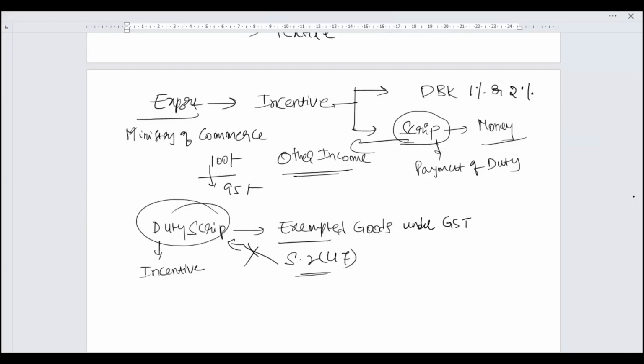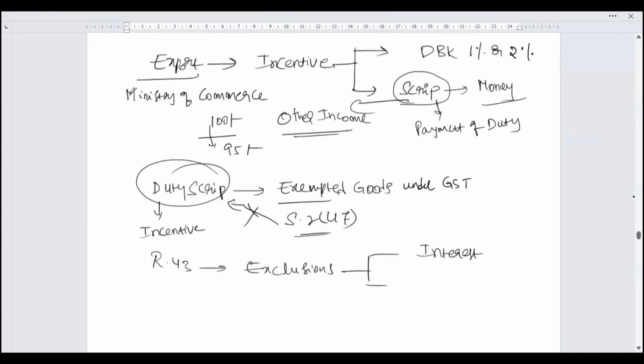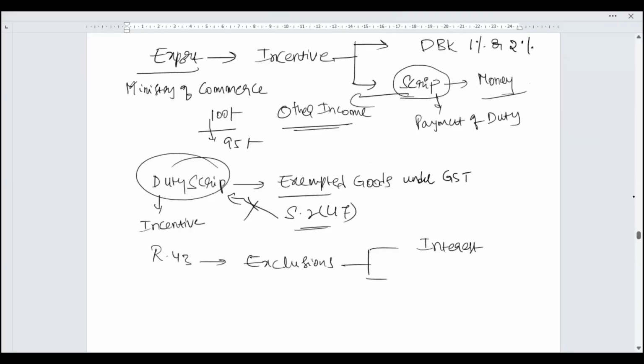So as per Rule 43, there are two exclusions. What is that? One is your interest income, where I am into business of extending loans and advances. If I have given money on loan basis, I get my consideration by way of interest. That is not to be considered for Rule 42, 43.